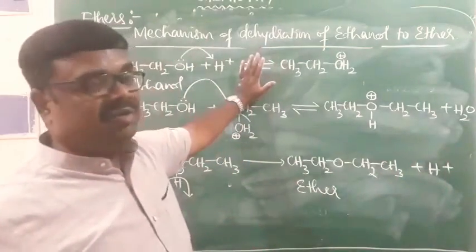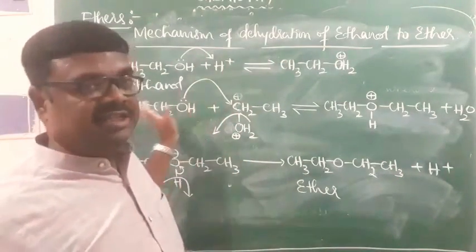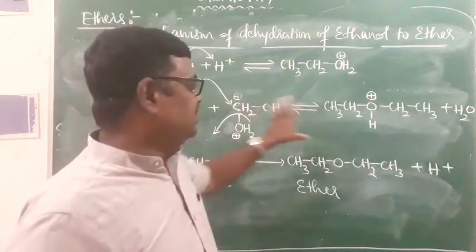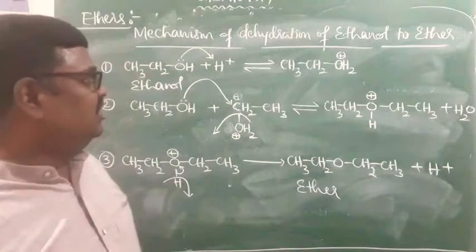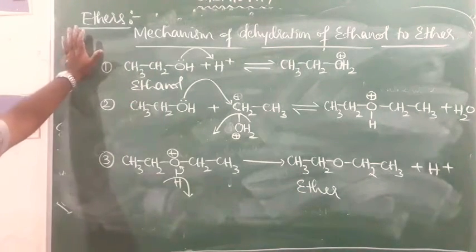No formation of carbocation here, and of course there is an SN2 mechanism. You are going to get an intermediate, that is what we call the transition state, and that is what we call the mechanism of dehydration of ethanol to ether.